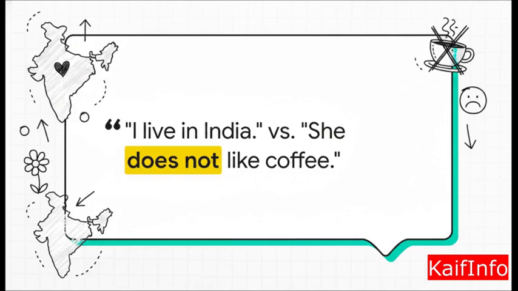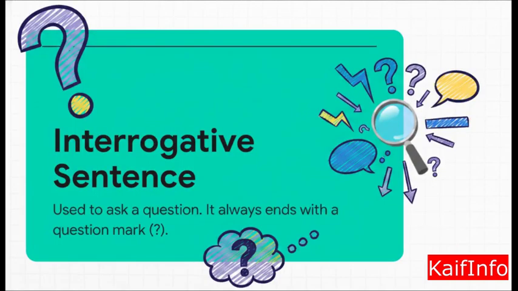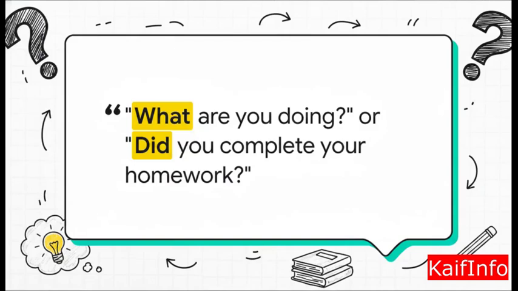Easy enough, right? All right, next tool out of the box, the interrogative sentence. Anytime you need to find something out, you're going to use one of these. Its entire job is to ask a question, and you'll always spot it because it's got that question mark at the end. And we use these all the time, don't we? "What are you doing?" Or "Did you complete your homework?" These are the sentences that drive curiosity and keep conversations moving forward.